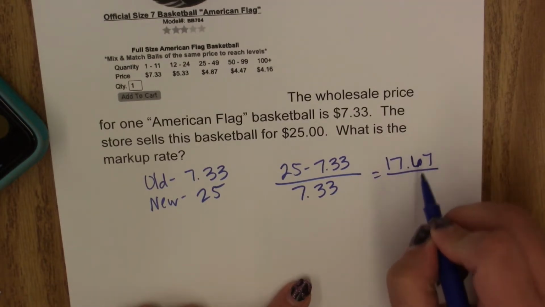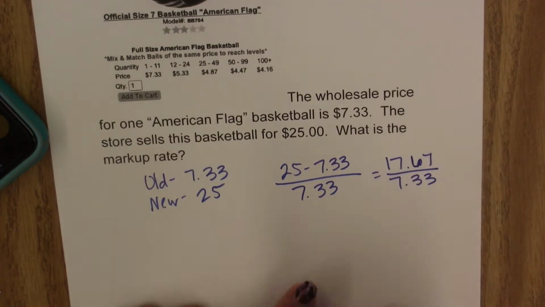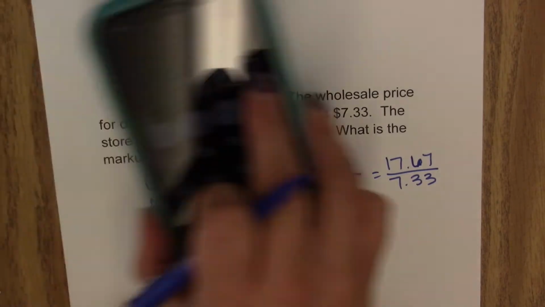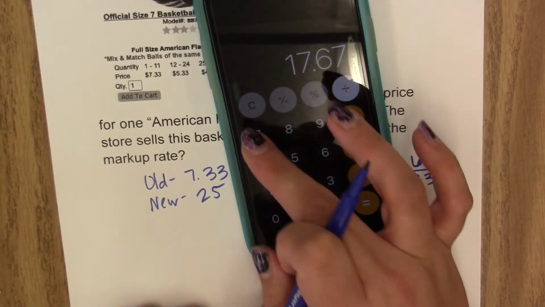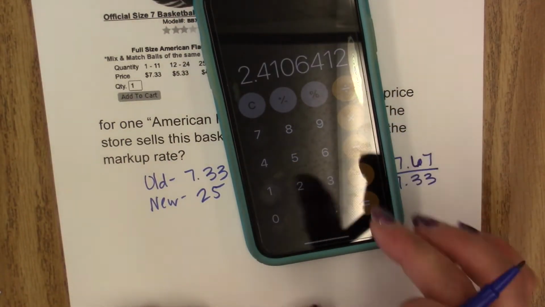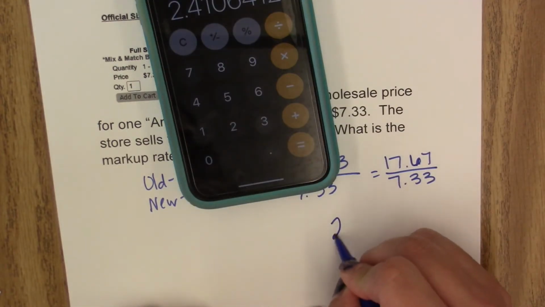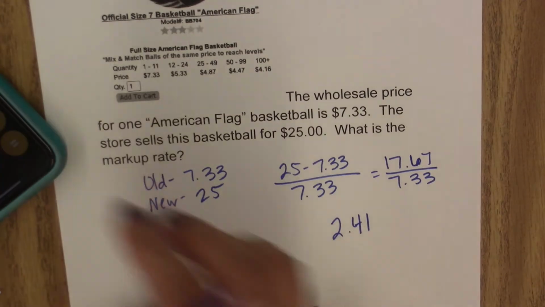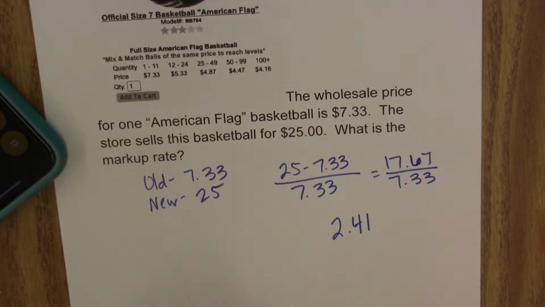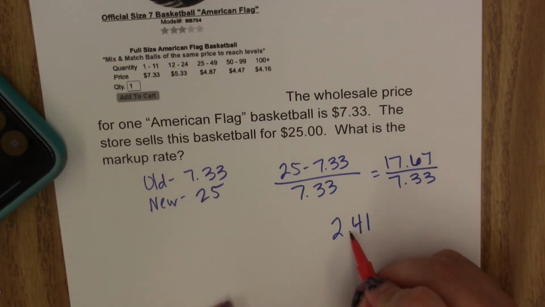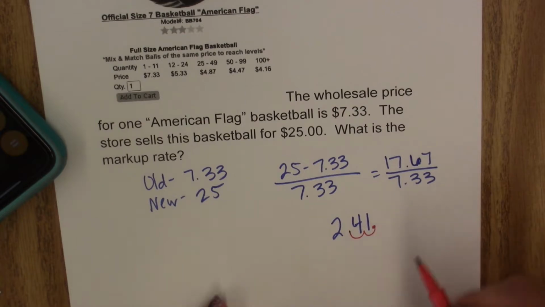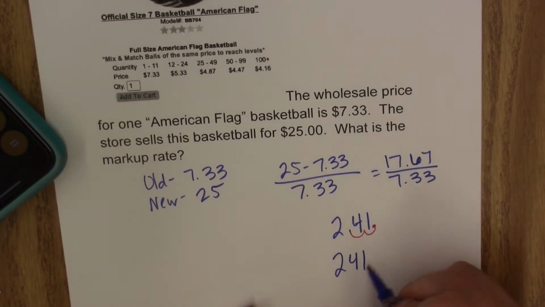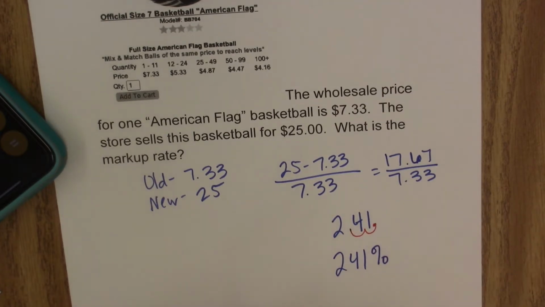over 7.33. And then we're going to divide that out. So we'll take our answer divided by 7.33, and we get 2.41. And then we need to take our decimal and change that into a percent. So to do that, we're going to multiply by 100, or move that decimal point over 2 places, and we get a markup rate of 241%.